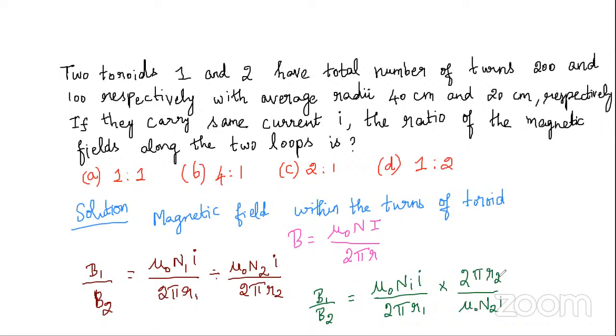So here what are all the terms that will be cancelled? Mu naught I will be cancelled, and you will be having N1 by N2 into R2 by R1. So this will be equal to N1 by N2 multiplied by R2 by R1. This will give you the ratio.